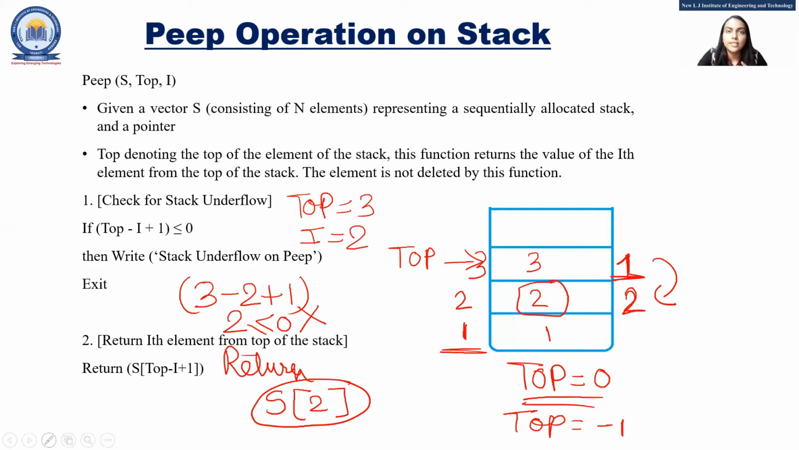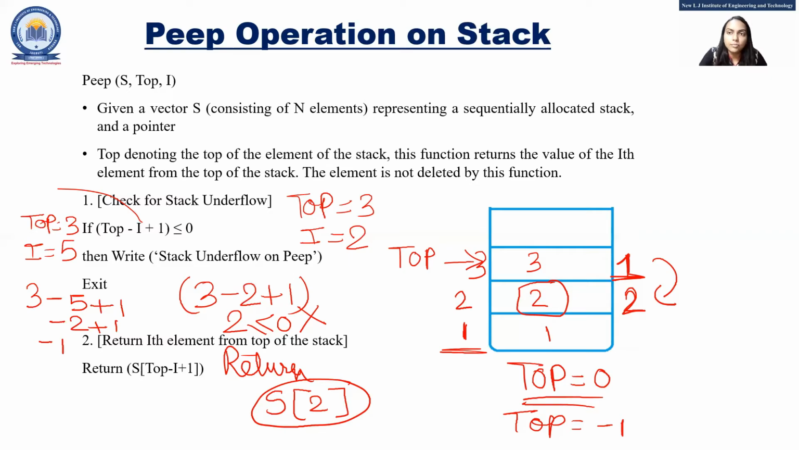Now, in certain scenarios, when i is wrong, that is, if the top is 3 and we want index 5, it is not possible because only 3 elements are there, so we don't have the fifth element from the top. In that scenario, what will happen? Top is 3 minus 5 plus 1, that is minus 2 plus 1, which is minus 1. And here we can see that even though the stack has elements, the index which is asked is not found. So in that scenario, it would be stack underflow on peep.